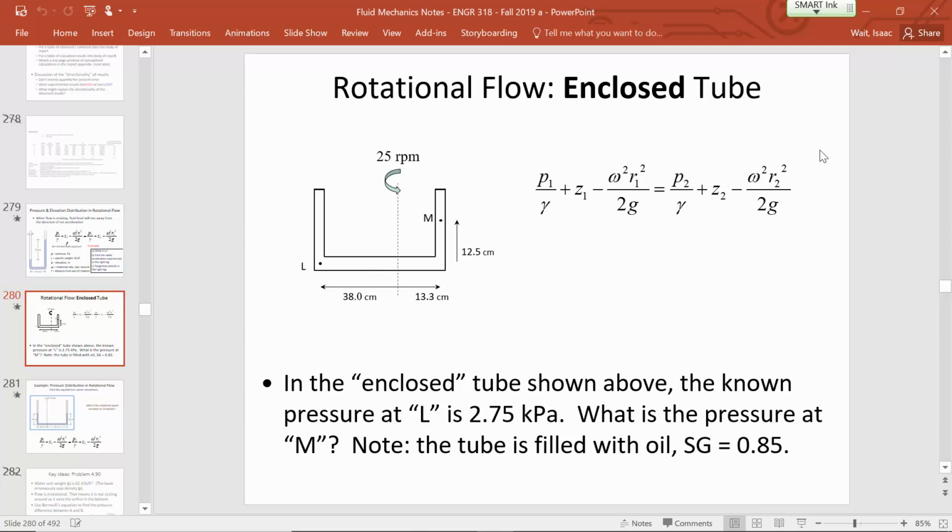We could still use this formula. I mean, it's not like this formula would give us the wrong answer if we went to the trouble. It's just that the R1 and the R2 terms would cancel each other out. If the radii are equal, then the pressure is described just by P1 divided by gamma plus Z1, and that's a manifestation of the hydrostatic equation.